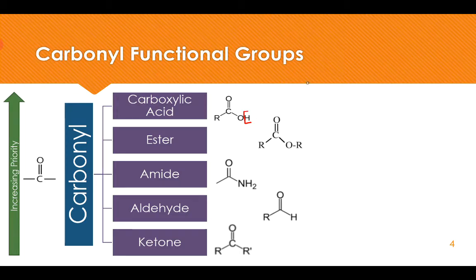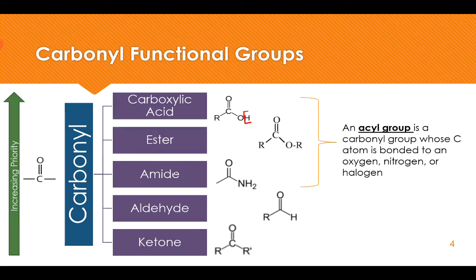There's a special name for carbonyl functional groups that have a nitrogen, oxygen, or a halogen attached to them. These are known as acyl functional groups when you have a nitrogen, oxygen, or one of the halogens attached to the C double bond O. So acyl is a generic term for a carbonyl functional group with a nitrogen or oxygen. We're not going to be talking about the halogen acyl groups. That's a different OChem class that we'll have to worry about those.